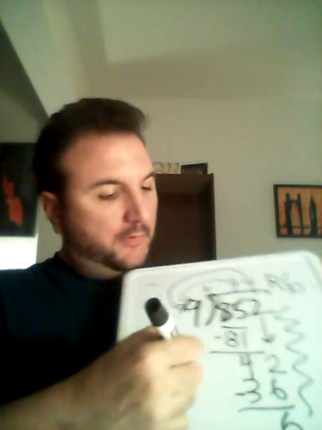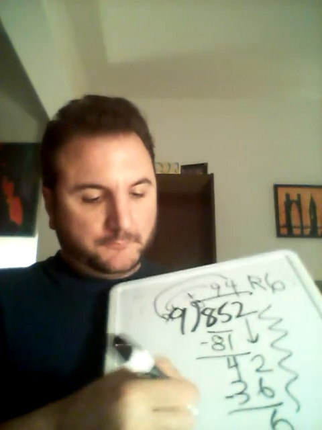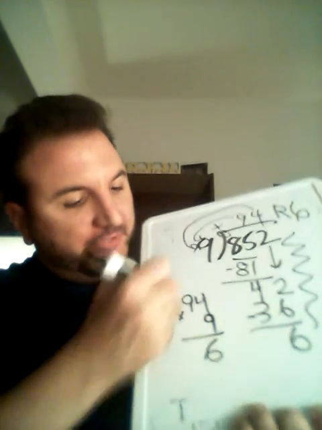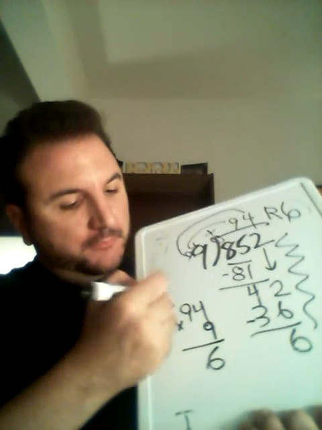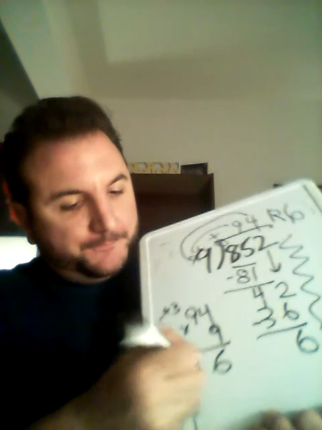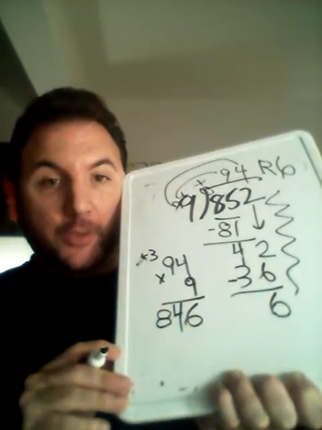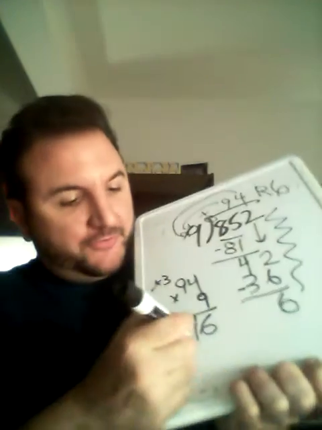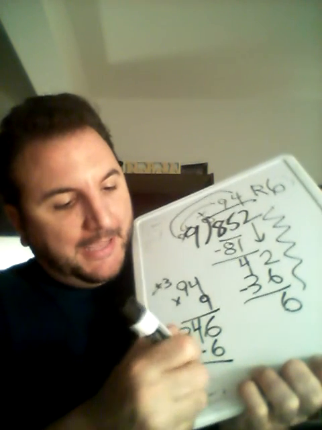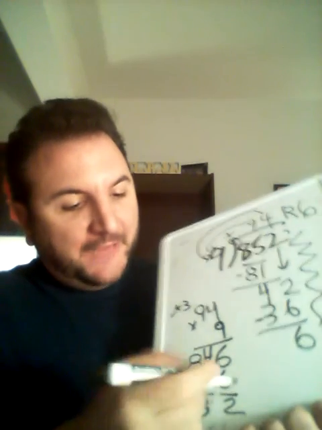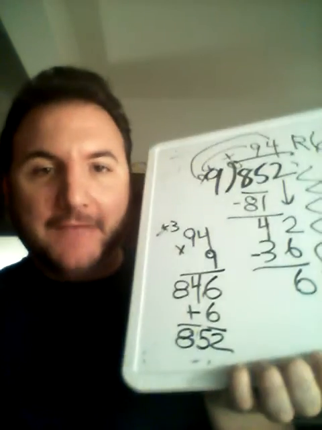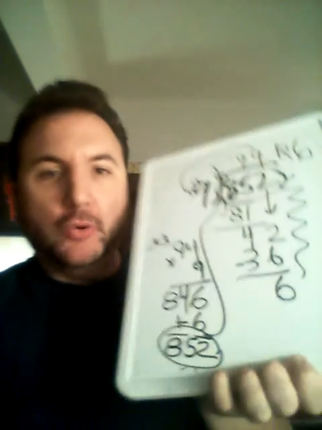Multiply 94 times 9. 4 times 9, 36. Carry the 3 plus sign. Diagonal. 9 times 9 is 81. Plus 3 is 84. I got 846. My remainder is 6. Add the 6 to it, and I get 852. Sorry, I misspoke earlier. 852. Does it match? You bet it does, which means I did it correctly.